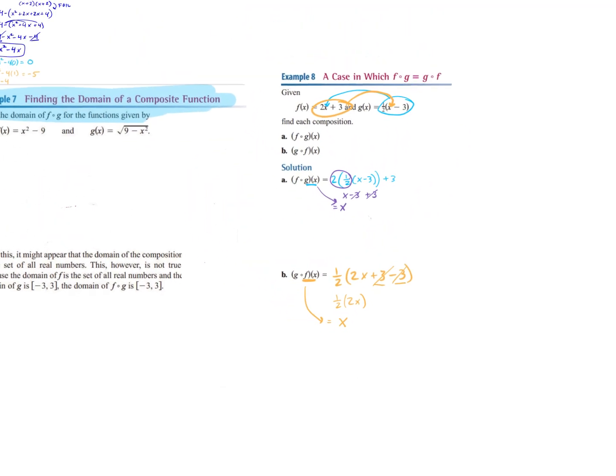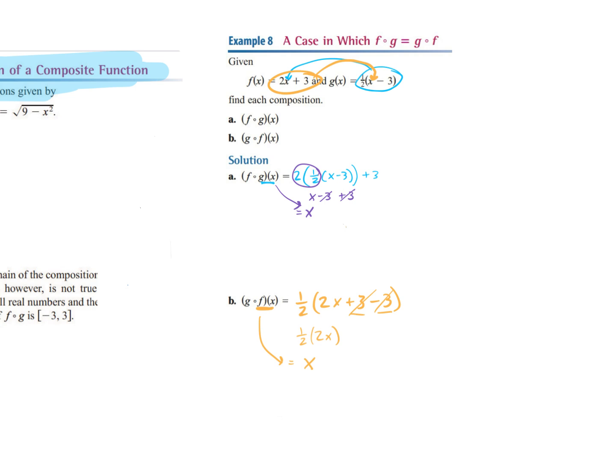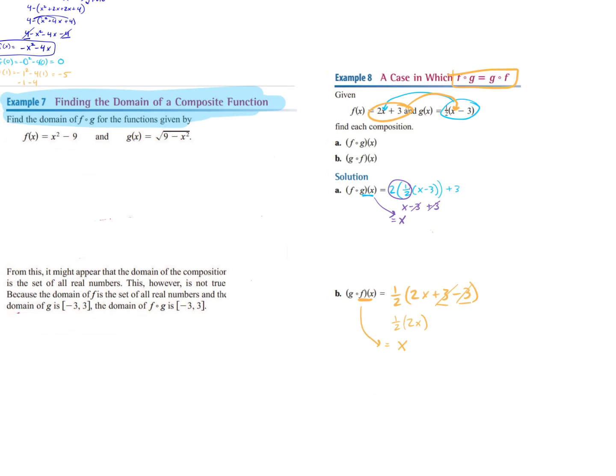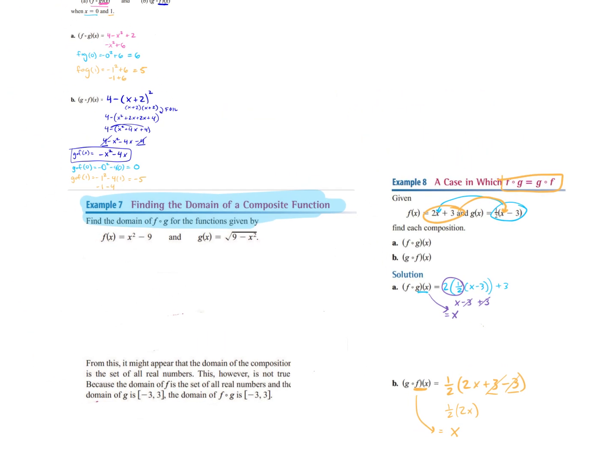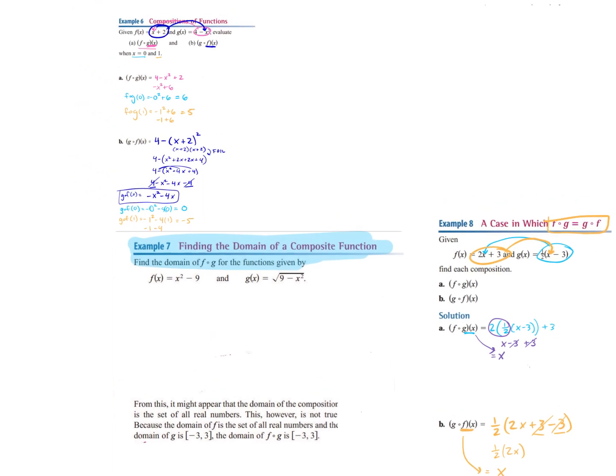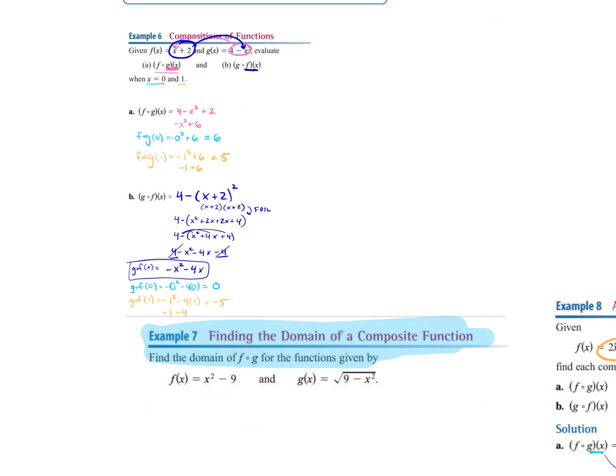It's not always going to be the case where they equal the same thing. Here, this is just an example of a case in which f of g is equal to g of f. Sometimes it could happen where you get the same thing for both. As we saw in the last example, example 6, we got different things. F of g was different than g of f, which was here. So it's not always the case that you'll get the same thing for composition functions.